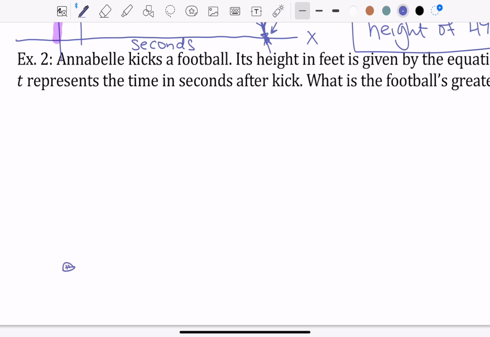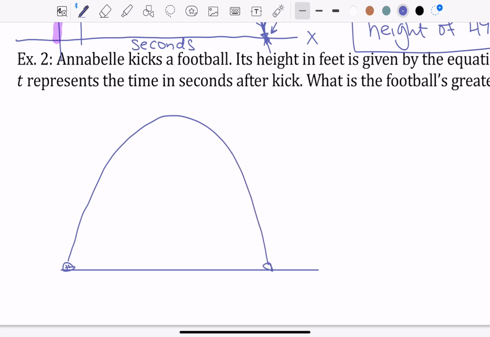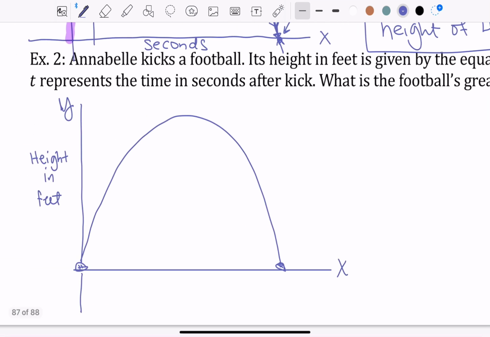Here's the football. Not claiming it's a good football. Here's the ground. And the football's going to go in the air, and then eventually it's going to hit back on the ground again. Here is the y-axis there. This is y, this is x. And remember, the most important part here is labeling. So height in feet. Okay, and then it says t represents time in seconds.